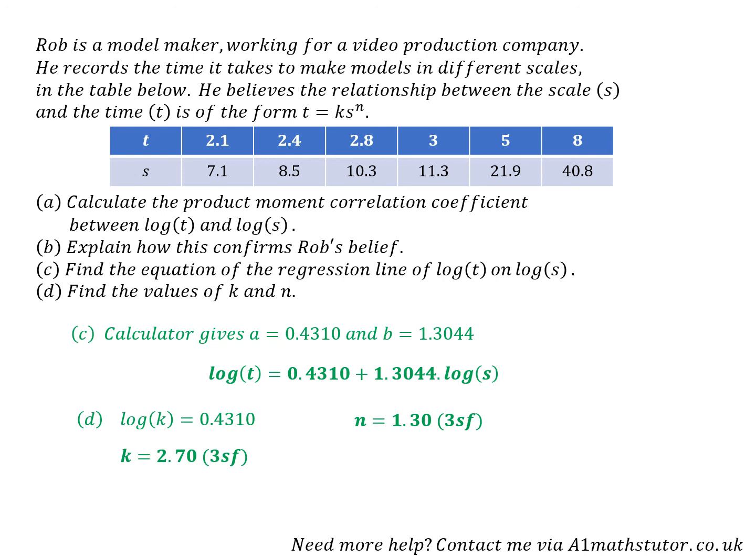So there we are. That's the values of k and n. So we could actually write the model out now, couldn't we? We could say t equals 2.70 times s to the power 1.30. So that's the model. If the question asked us to write down the actual model, then we could do that. But it didn't ask us to do that. It just asked us to find the values of k and n, which we did there. So there we are.